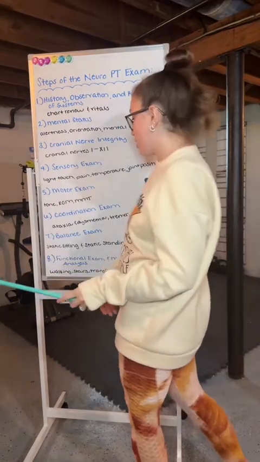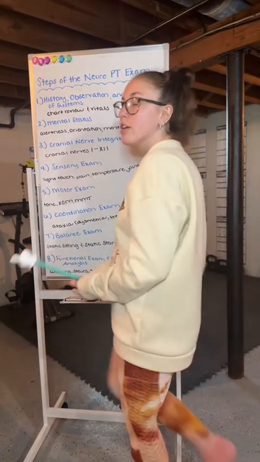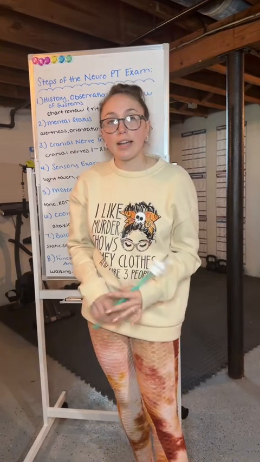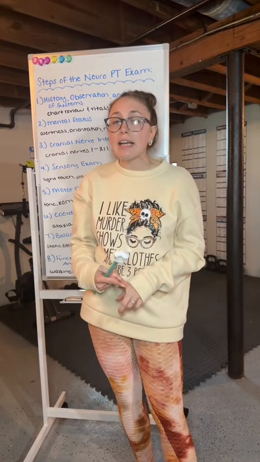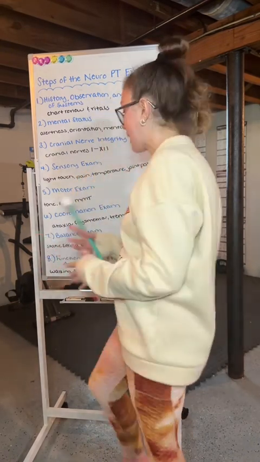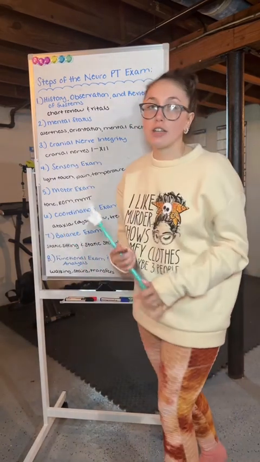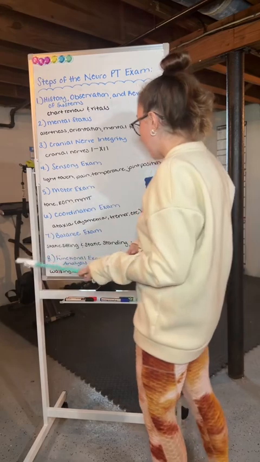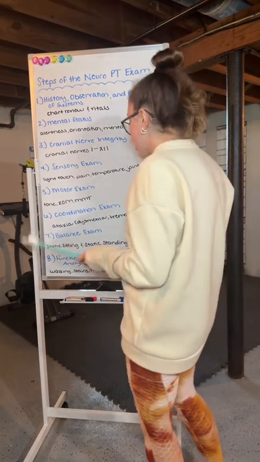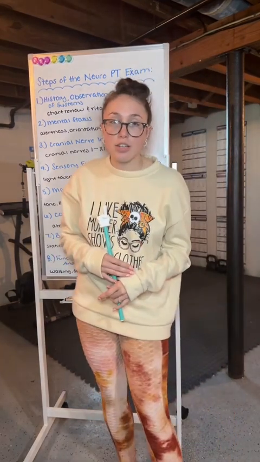The sixth section of our exam is coordination. So when we're assessing coordination, we're looking at a bunch of different things, such as our speed, accuracy, dual tasking, things like that. We're really looking for ataxia, and ataxia is just an umbrella term. So within ataxia, we're looking for tremors, dysmetria, dysdiadochokinesia, etc.